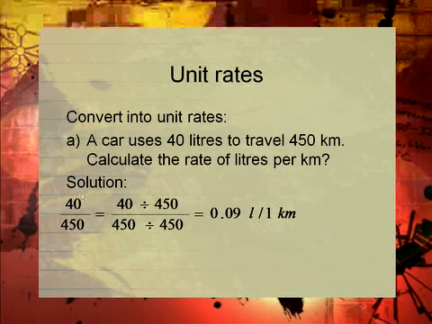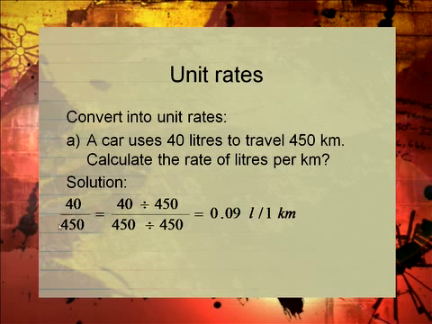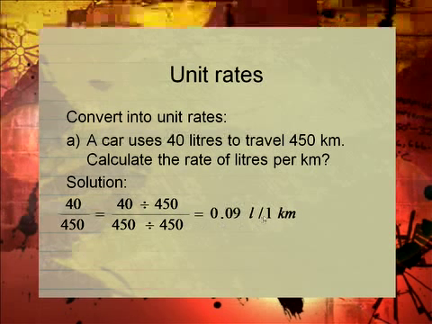I'm having 40 liters out of 450 kilometers. To get the unit rate, I must turn this into 1. The only way to turn this into 1 is to divide by the same number. Look, I divided by 450. Then the rule says I must also do the same there. Remember, to simplify ratios, I have the very same number there. I cannot divide by different numbers. So I'm dividing it here. I get 1 kilometer. And then 40 divided by 450, you get 0.09. This is what you call the unit rate: 0.09 liters per 1 kilometer.